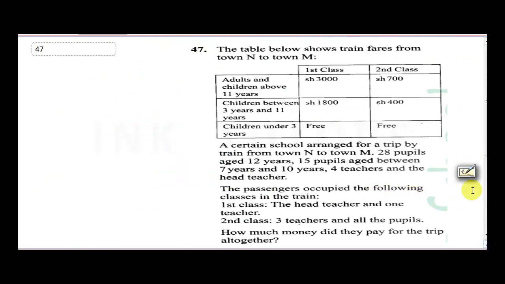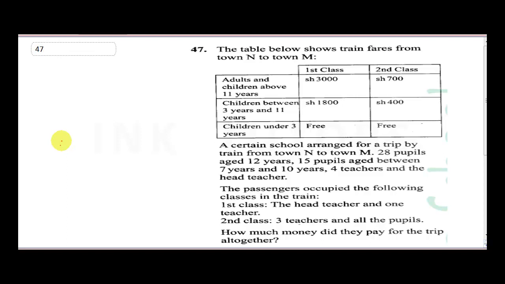Now it says the table below shows train fares from town N to M. That's the table. So let's read the question. A certain school arranged for a trip by train from town N to M: 28 pupils aged 12 years, 15 pupils aged between 7 and 10 years, 4 teachers and the head teacher. The passengers occupied the following classes in the train. First class, the head teacher and 1 teacher. Second class, 3 teachers and all the pupils. How much money did they pay for the trip altogether?